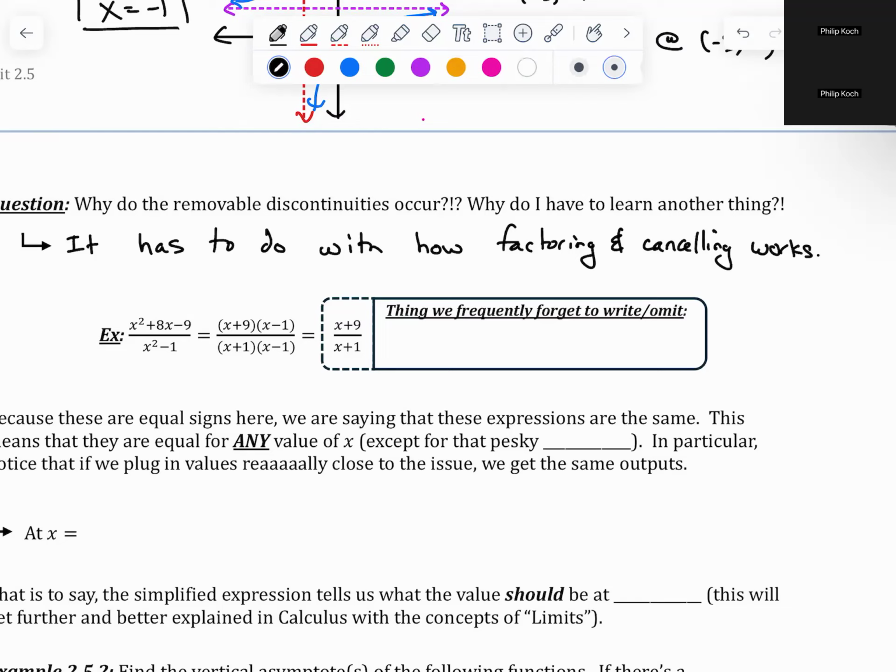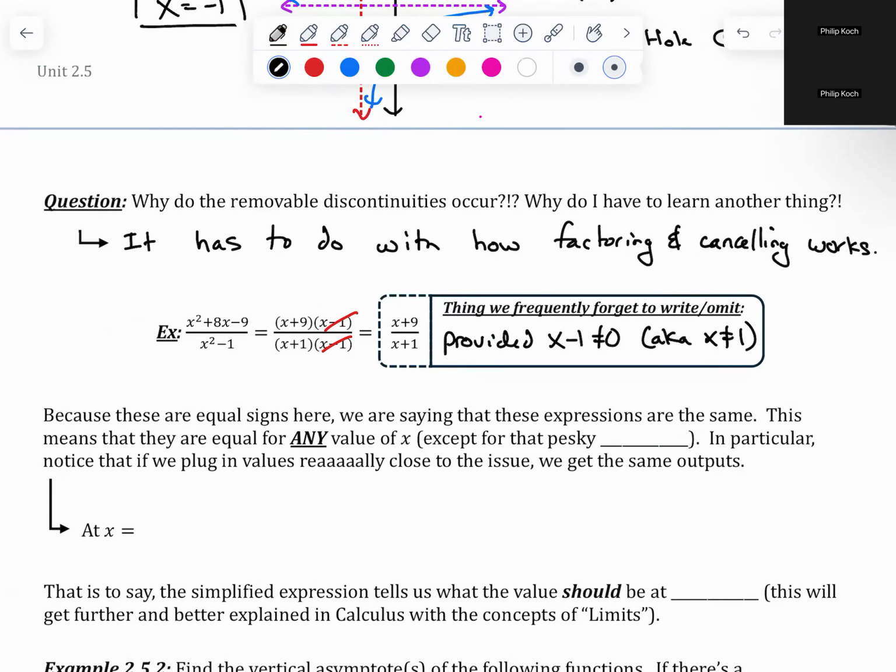So I've got a new example here to follow along with. Look at x squared plus 8x minus 9 over x squared minus 1. You can factor the numerator and denominator, and then the x minus 1's cancel, and we end up with x plus 9 over x plus 1. But the thing that we frequently omit, because it takes time to write, is provided x minus 1 does not equal 0, aka x cannot equal 1. That's the thing we typically don't write, because we're supposed to assume that we know that's true. But then we forget about it as we go along.